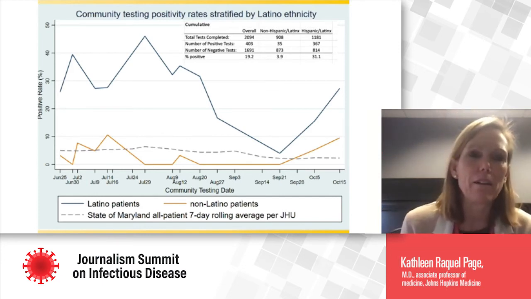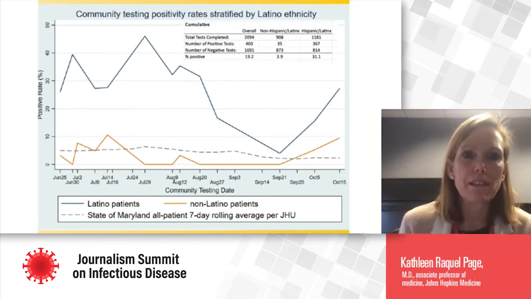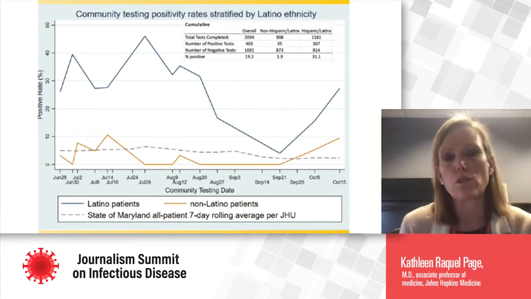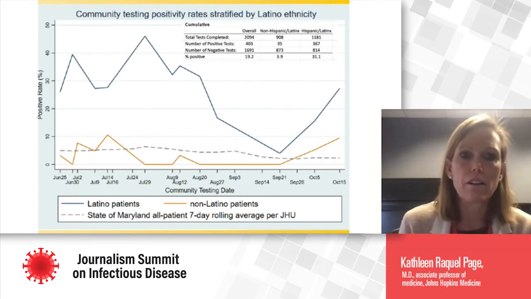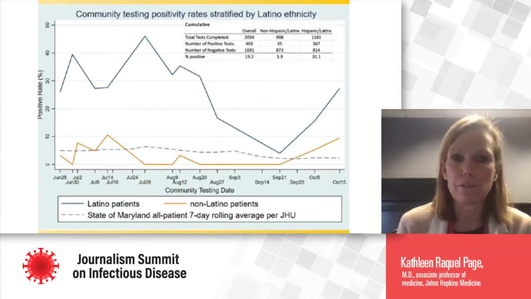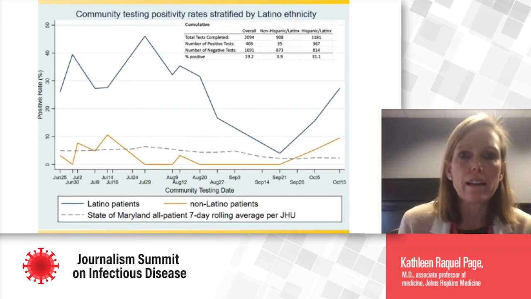However, I was wrong once again, as I have been many times in this pandemic, and the positivity rate in the dark blue, among Latinos, really remained very high, almost always over 30%, way after it had really declined in Maryland. It declined for a couple of events and then started coming back up.